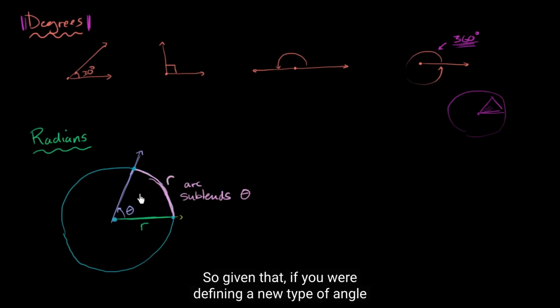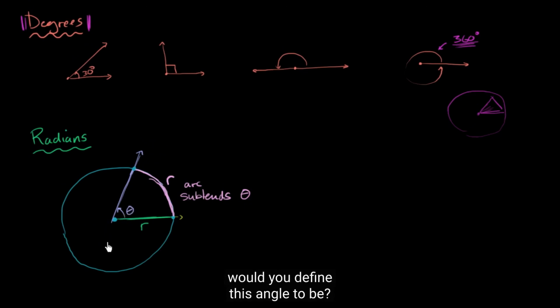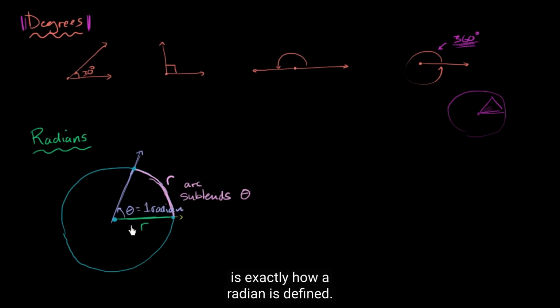So given that, if you were defining a new type of angle measurement and you wanted to call it a radian, which is very close to a radius, how many radians would you define this angle to be? Well, the most obvious one, if you view a radian as another way of saying radiuses, or I guess radii, is to say, look, this is subtended by an arc of 1 radius, so why don't we call this 1 radian? Which is exactly how a radian is defined.